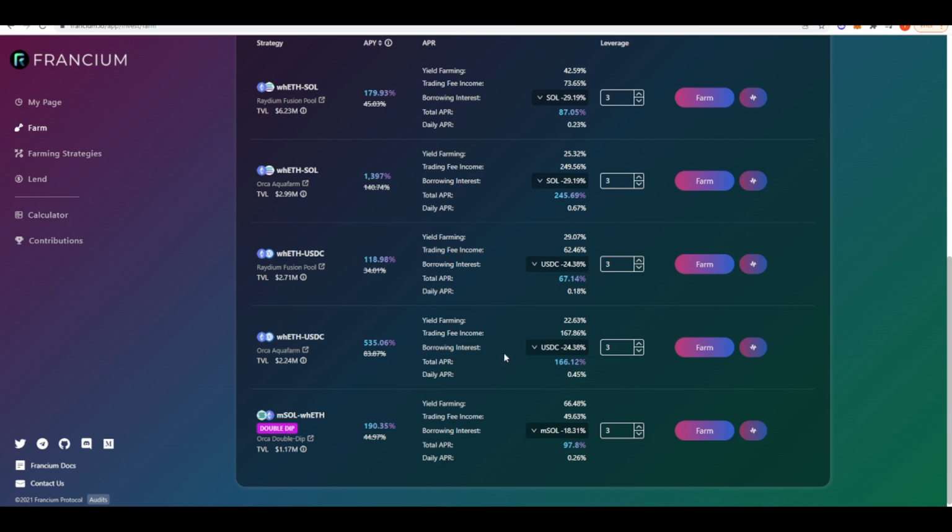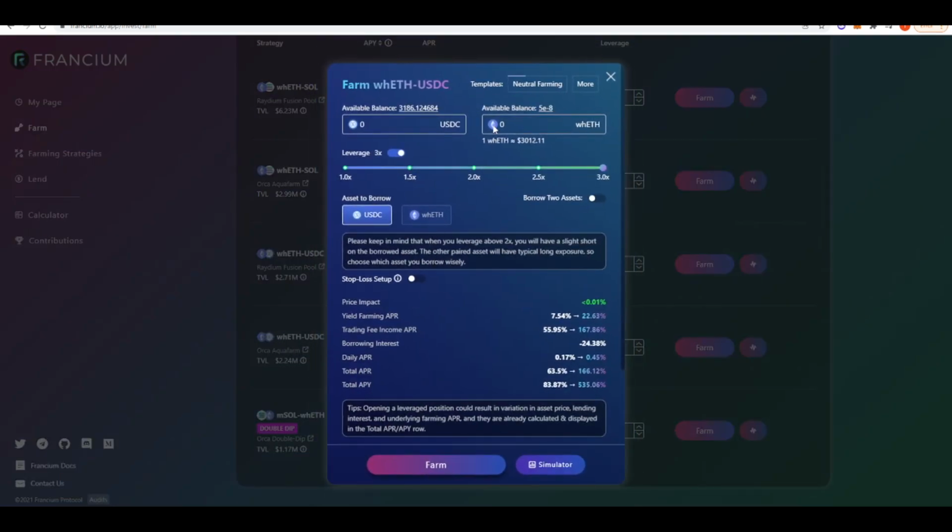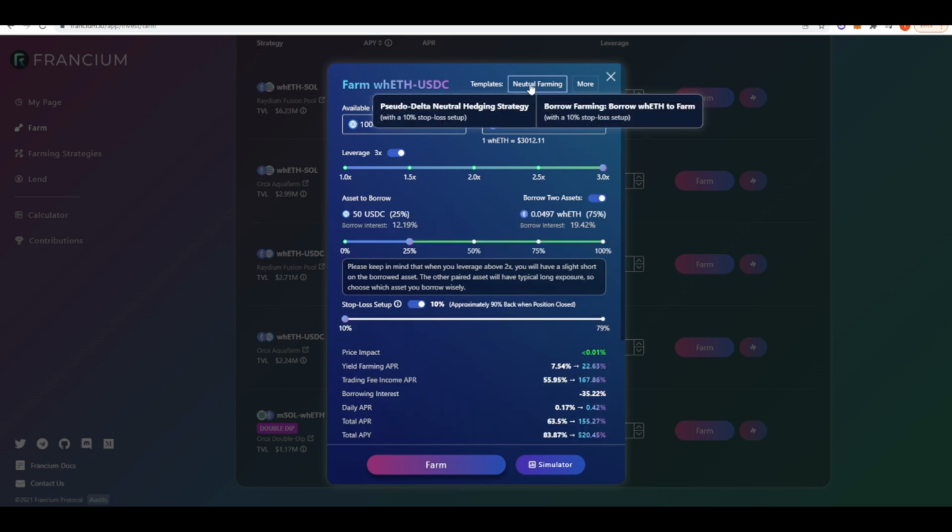So let's just go into this one. This is the wormhole ETH USDC pair on top of Orca. If I click on farm, what's nice about Francium is that they have the pseudo delta neutral hedging strategy already set up as a template. If you click on this, it will set it up automatically for you.